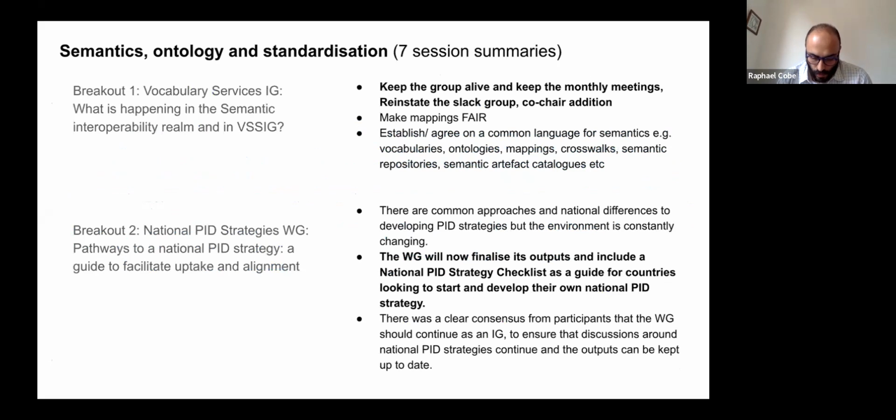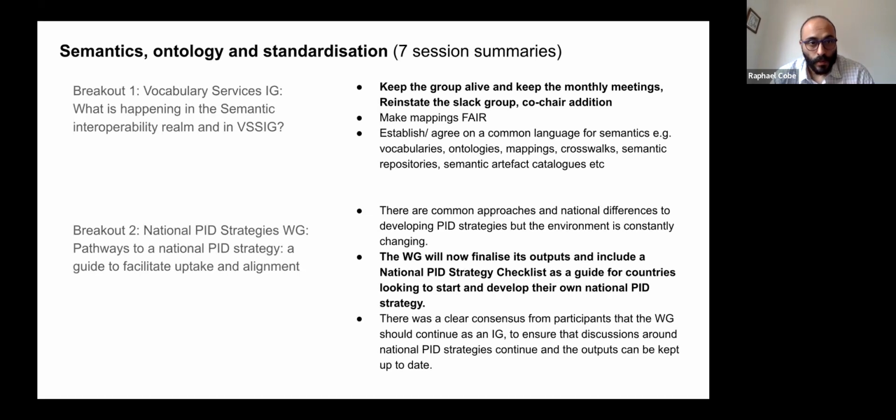Okay, so for the vocabulary services interest group, they reported that they are trying to keep the group alive and keep the monthly meetings and reinstate the Slack groups. So they are trying to improve their communications. And yeah, I think that's that. Next one is the National PID Strategies Working Group, and they reported that they are now finalizing their outputs, and that includes a national PID strategy checklist as a guide for countries looking to start and develop their own national PID strategy. So this is a very good thing.